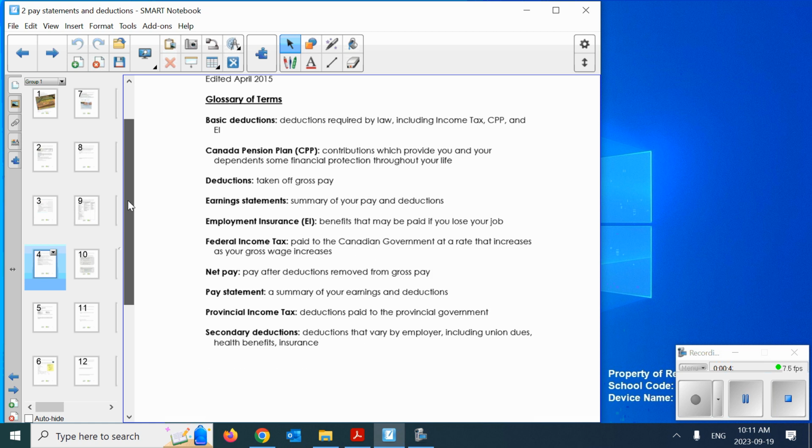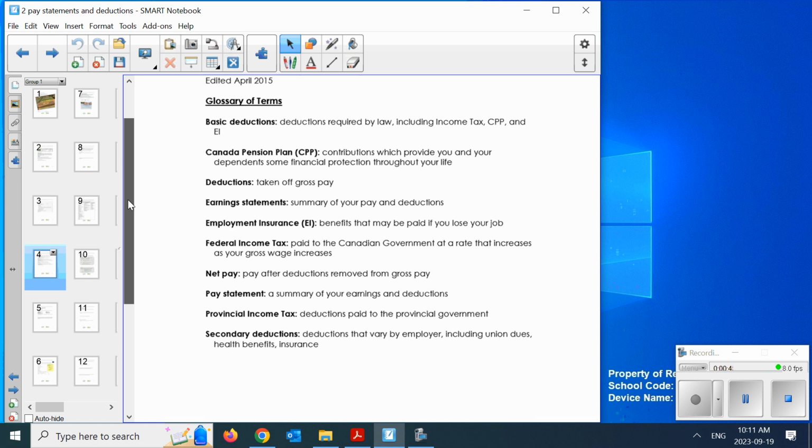Let's talk about some basic terms here, the glossary. The first one happens to be basic deductions. We talked about gross income in the first unit. So if you work 12 hours at $12 an hour, you multiply it to $144. Then there are deductions taken off. If you're expected to earn over the minimum amount, they'll take off taxes. These basic deductions are income tax, CPP, Canada Pension Plan, and EI, Employment Insurance.